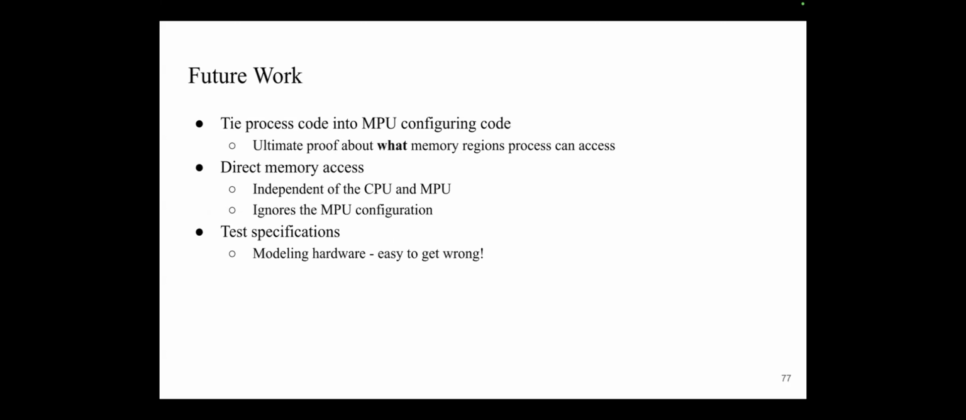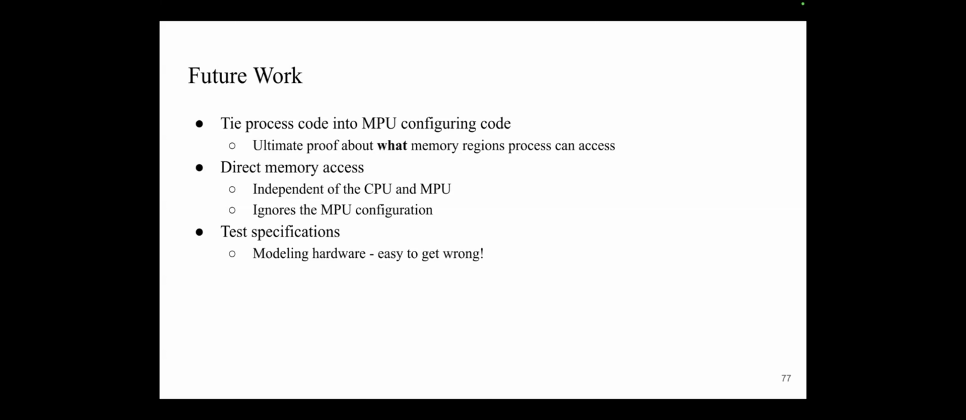All right, the last thing I want to go over is some future work. As I showed, we want to tie process code into MPU configuring code so that we can have an ultimate proof about what memory regions a process can access. Another thing we're thinking about very actively is something called direct memory access, or DMA. I don't want to go into this in too much detail. The thing to understand is that this is totally independent of the CPU and the MPU, and because of that, it ignores the MPU configuration entirely. So we need to make sure that DMA doesn't break any of the invariants that we care about with respect to memory isolation.